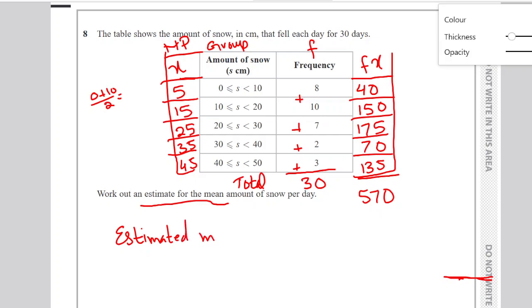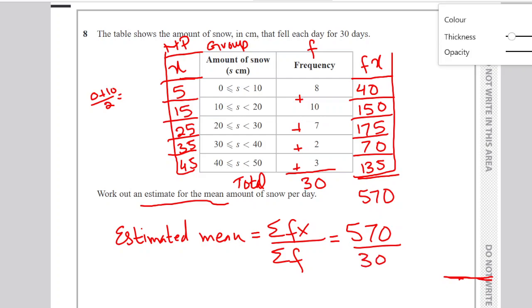Estimated mean is equal to sigma f x divided by the total of the frequency. So sigma f x is 570 divided by the sum of the frequencies, which is 30. If we divide this, the 0 and 0 cancel out, and let's do 57 divided by 3. 3 goes into 5 one time, with a remainder 2. 3 goes into 27 9 times, so our answer is 19. So 19 is our estimated mean.